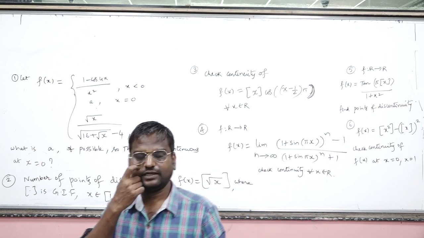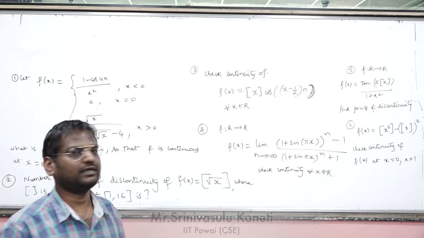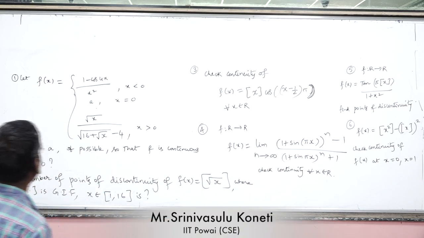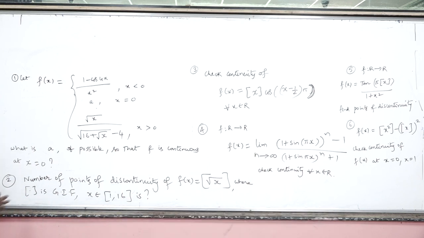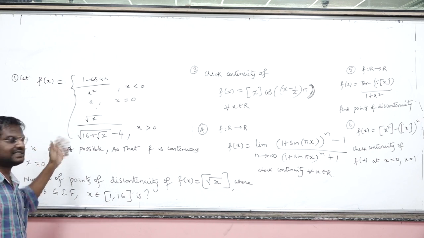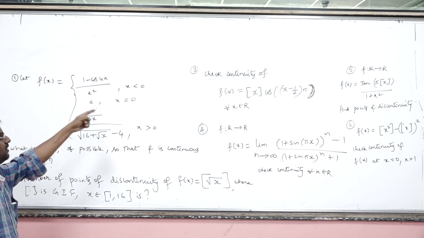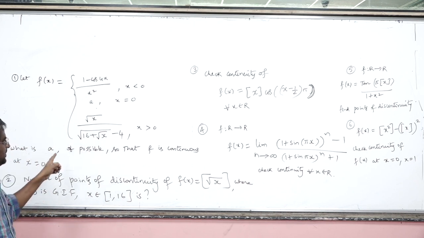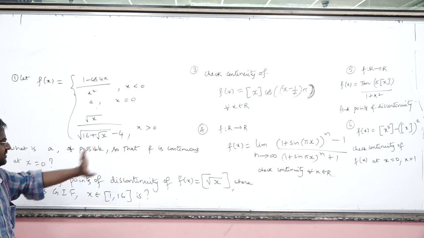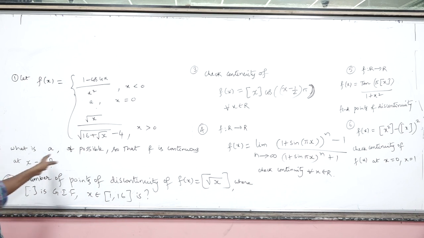Okay, students, let us discuss some questions based on continuity. Here are the 6 questions. The first one: let f of x equal to (1 minus cos 4x) by x square when x is less than 0, a when x is 0, and root x by (root over (16 plus root x) minus 4) when x is greater than 0. What is a, if possible, so that f is continuous at x equal to 0?